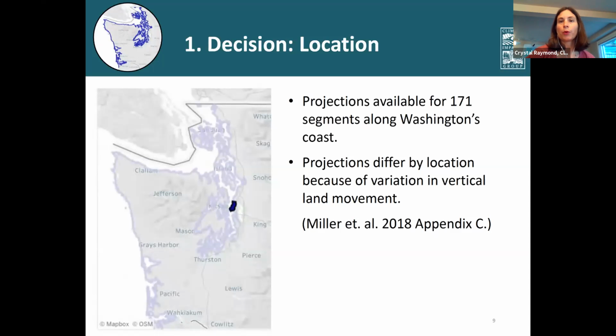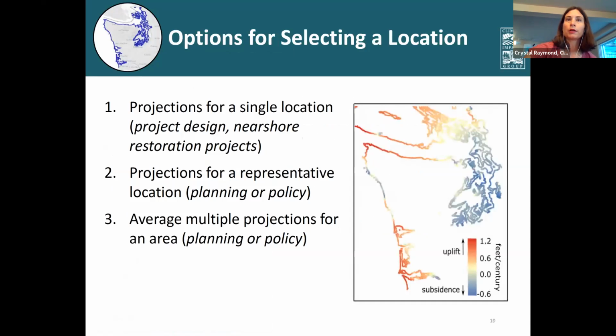So in places where you have subsidence, there will be a higher rate of sea level rise. In places where there's uplift, there'll be lower rates of sea level rise. And there's a few options for selecting locations depending on your application. If you are looking at project design or a nearshore restoration project in a specific site, you can simply select that single location and use those values.